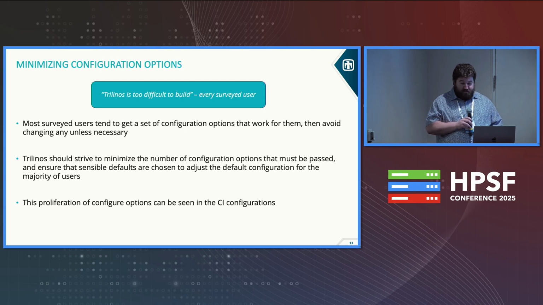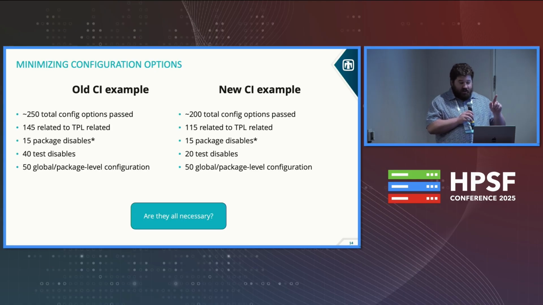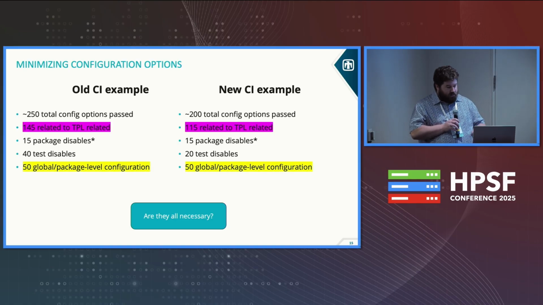So the funny thing is, you can actually see this in our own CI configurations. We passed 250 options to CMake in one of our example builds. I think this was CUDA in the old system, and 200 in our new configuration with the container. We're trending downwards. We're getting a little better, but it's still a pretty tough pill to swallow for most casual users, if you will.